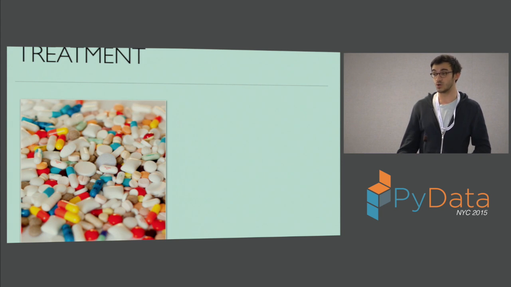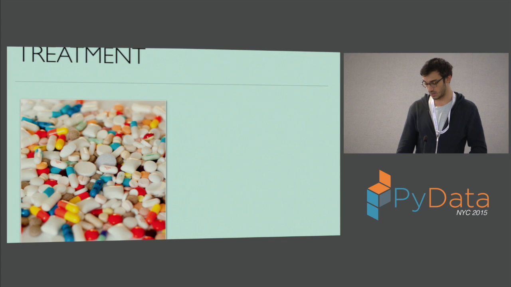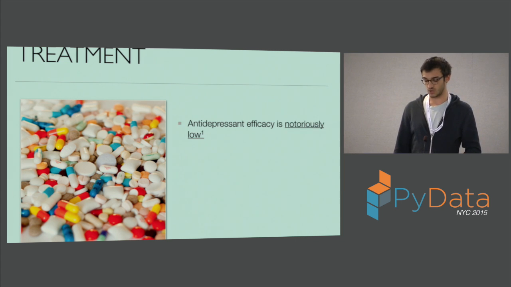The question of what we do about it is the problem at the moment. There's two main approaches. One of them is to use drugs called antidepressants, but the efficacy of these drugs is notoriously low.